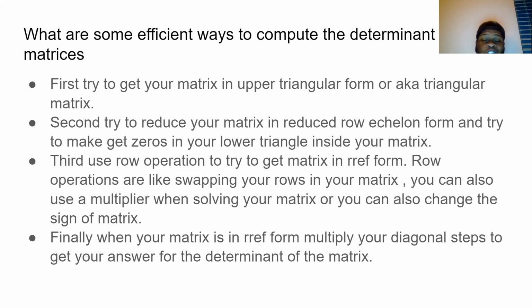Row operations are like swapping your rows in your matrix. You could also use a multiplier, like say you could put a 2 inside your matrix, or a negative value. You'll end up with a negative result, but you're not changing what's inside, you're just adding something to the outside, basically. When solving your matrix, you could also change the sign of the matrix. Finally, when you get the matrix in REF form, you can use diagonal steps, or what I mean is cross multiply and subtract to get the determinant of the matrix. But your row vector and your column vector must be linearly independent to do that.